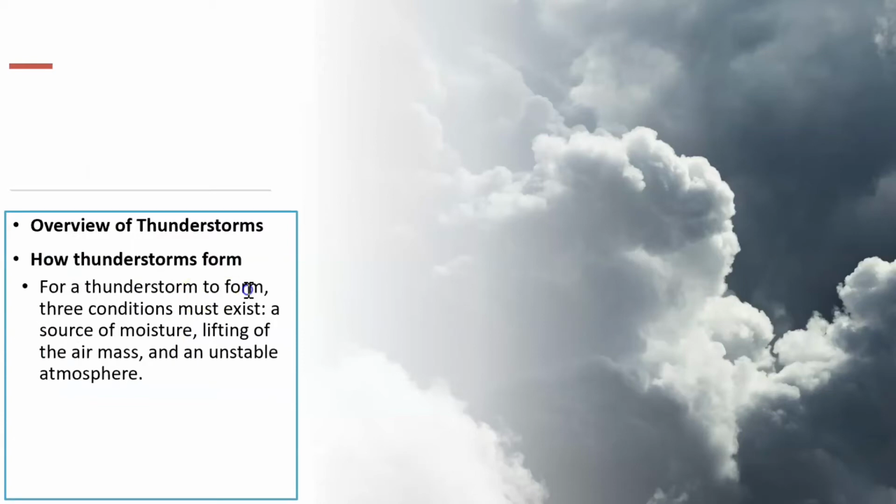So how do thunderstorms form? For a thunderstorm to form, 3 conditions must exist. The first is there must be a source of moisture. There must also be a lifting of air mass, and there must be an unstable atmosphere. So in order for a thunderstorm to form, those 3 conditions must exist. Just because they exist doesn't necessarily mean you're going to have a thunderstorm. So note that. But in order for a thunderstorm to exist, these 3 conditions must have been met.